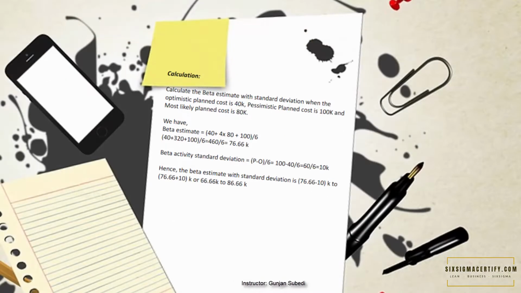Question for you. Calculate the beta estimate with standard deviation when the optimistic planned cost is 40K, pessimistic planned cost is 100K, and most likely planned cost is 80K. First of all, let's calculate the beta estimate for the activity. We have beta estimate equals 40 plus 4 times the most likely estimate plus pessimistic estimate divided by 6. And with all this calculation, we get the beta activity standard deviation as 10K. Hence, the beta estimate with standard deviation is 76.66 minus 10K to 76.66 plus 10K, as 10K is the standard deviation. So we have to subtract and add to the beta estimate to get the range of the estimate.